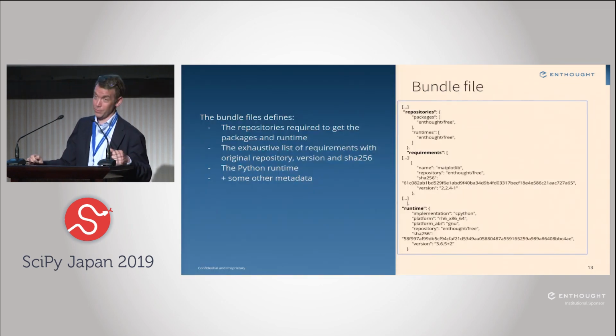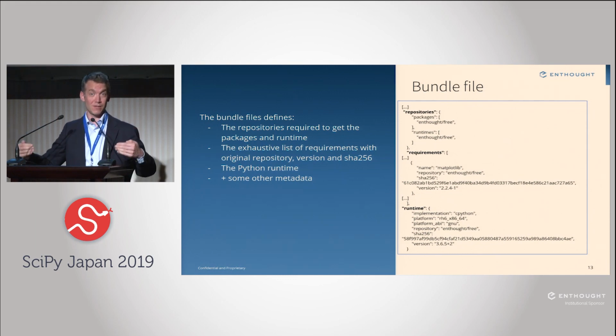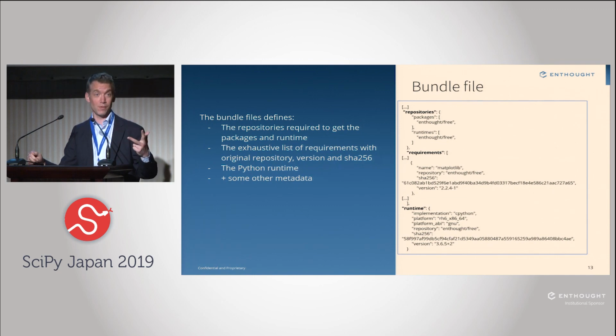So what is inside of the bundle file? How can I make sure that it's reproducing exactly the same environment on another computer? So three very important things. The first one is the list of repositories that are required to install the packages and the runtime for the environment. It basically means that we're picking those packages and the Python runtimes from another place, somewhere. So we need to know where it comes from.